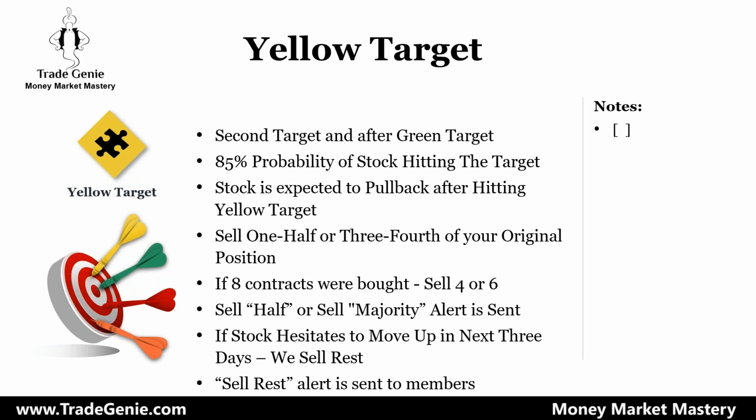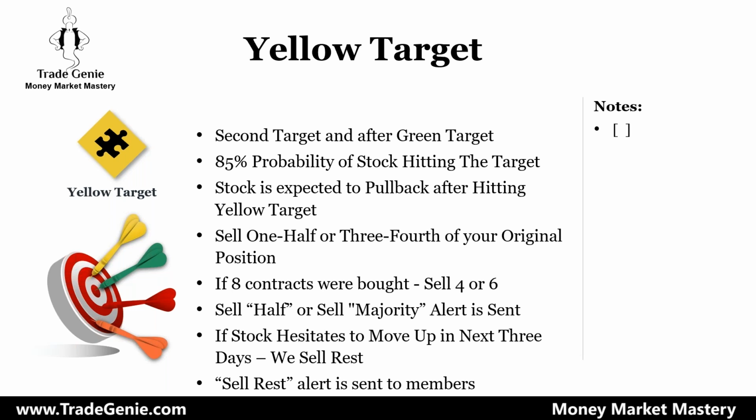Same way, there is some kind of attraction there. If it's a long position, some kind of sellers are there, some kind of resistance, and the stock may stop for a while, maybe 1 day, 2 days, and then it moves up, or it may pull back. So the yellow target is based on that kind of reading, some kind of resistance, some kind of pit stop. When the yellow target is approaching or hitting, I send you the alert to sell half or the majority, depending on how intense the yellow target is.